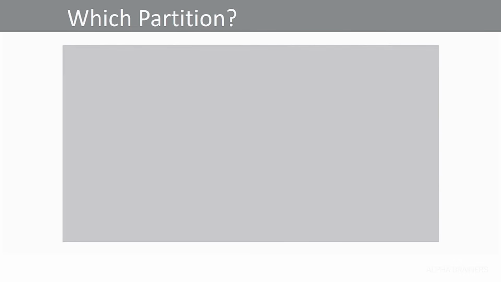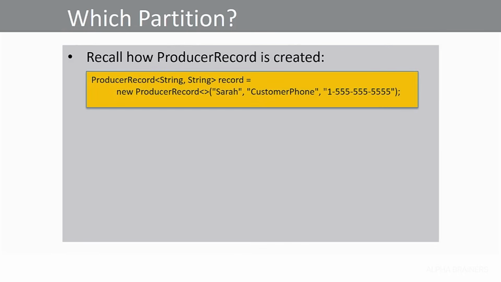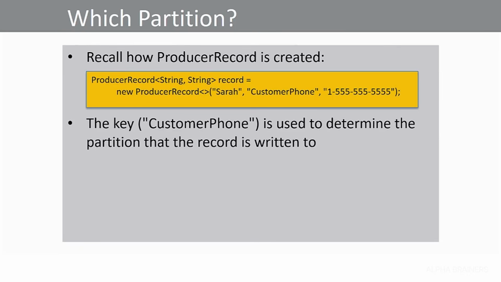So the question that might come to mind is, when a Kafka producer sends information to the broker, which partition does it actually go to? This could be something that you define when you create your producer, because inside the producer record, there is a way of specifying where I want to place the information. And that is the key, which in this case right here is customer phone.